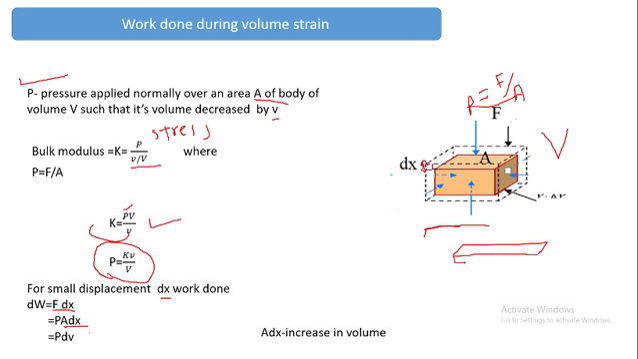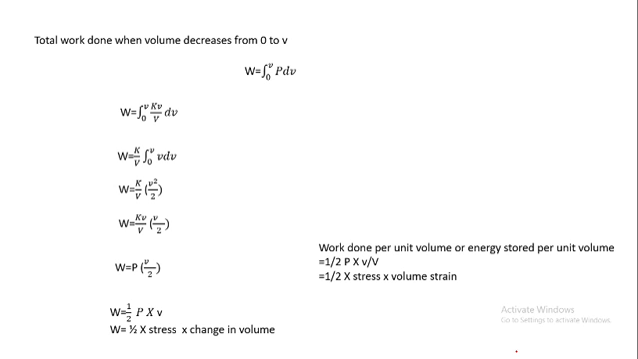This is nothing but the change in the volume. This is A and this is dx, so the product of this is nothing but dV, that is the change in the volume. So we got the P into dV. A dx is an increase in the volume, that is equal to dV.